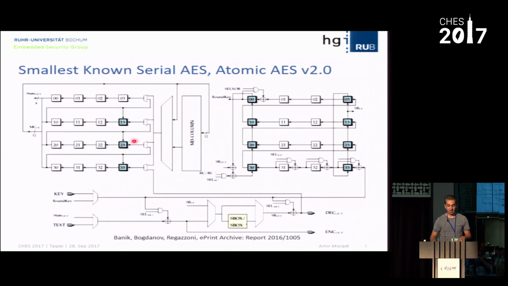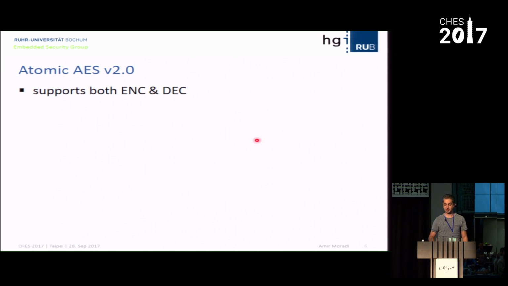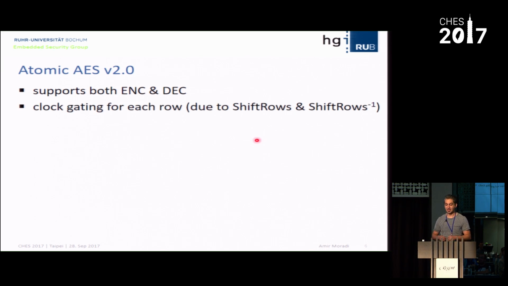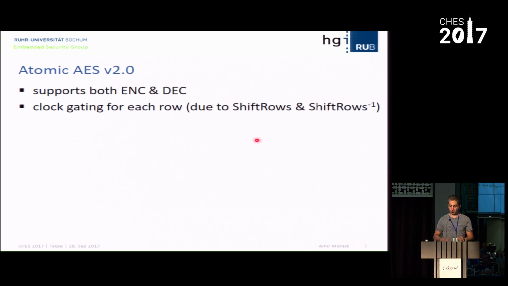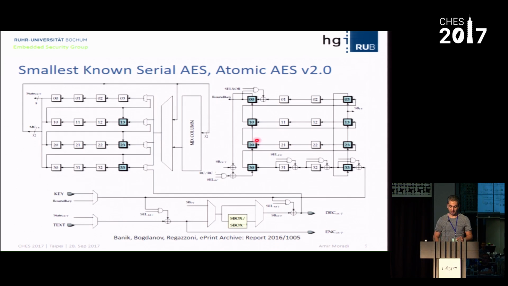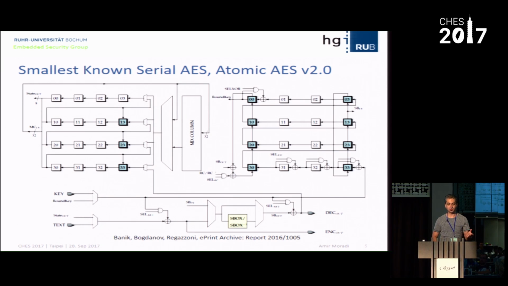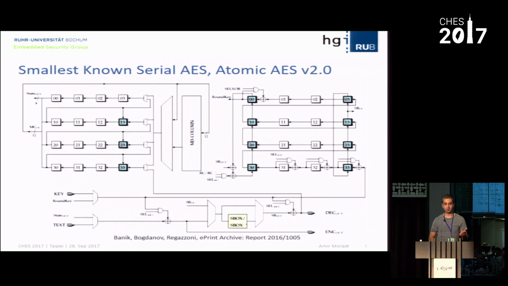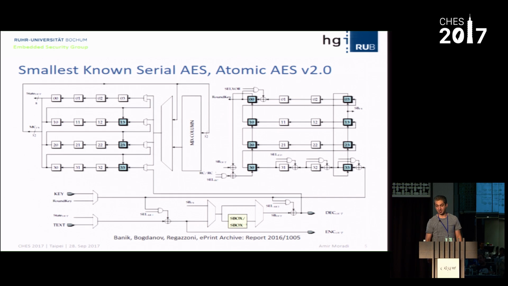This architecture supports encryption and decryption, and it also uses clock gating for each row. Let me get back here. To implement the shift rows, the first row should be stopped, the second row should be shifted once, the third row 2 times, and the last row 3 times to the left. For that reason, they use clock gating, meaning they stop the clock for those particular rounds.